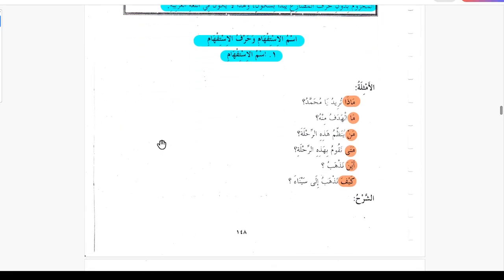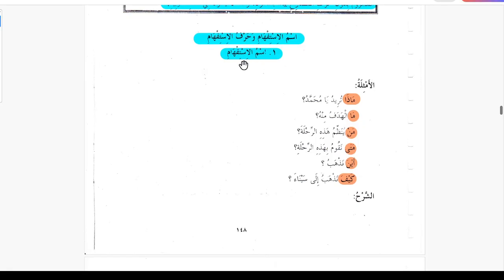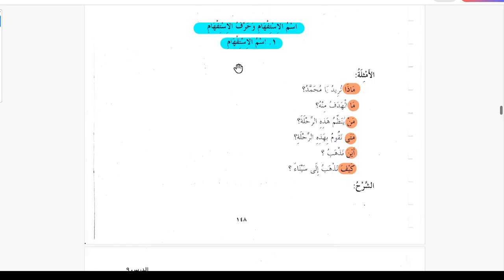Now we have the nouns of questioning or interrogation, and the particles of questioning. For questioning we use two types of words: some are ism and some are harf. First of all we study ismul istifham. What are the nouns that are used for questioning?